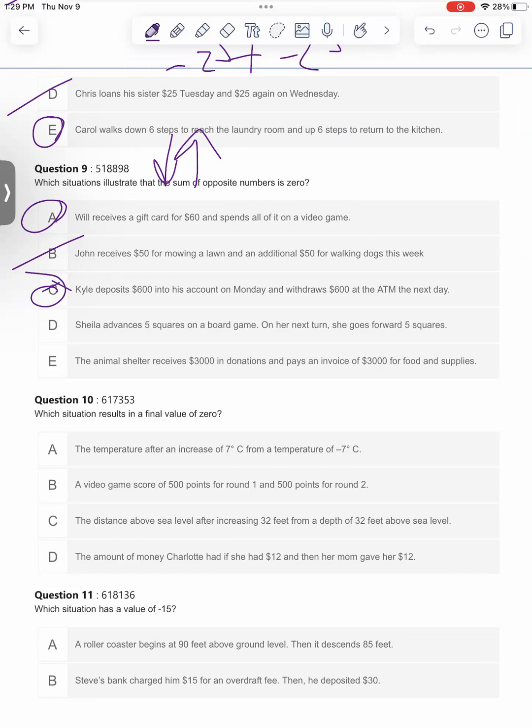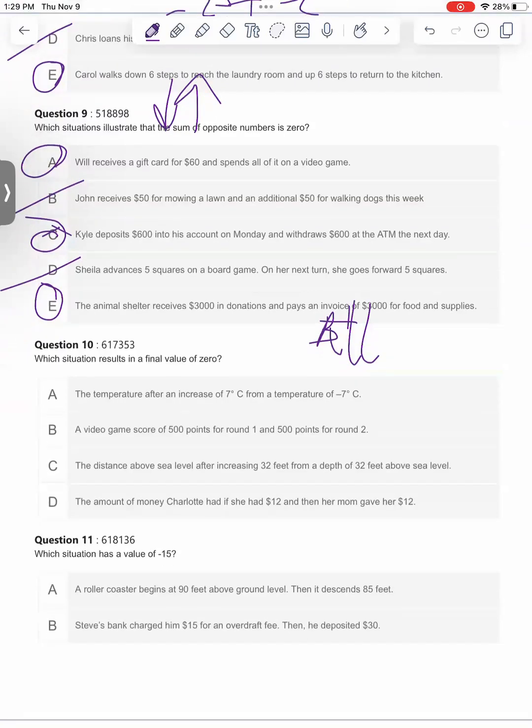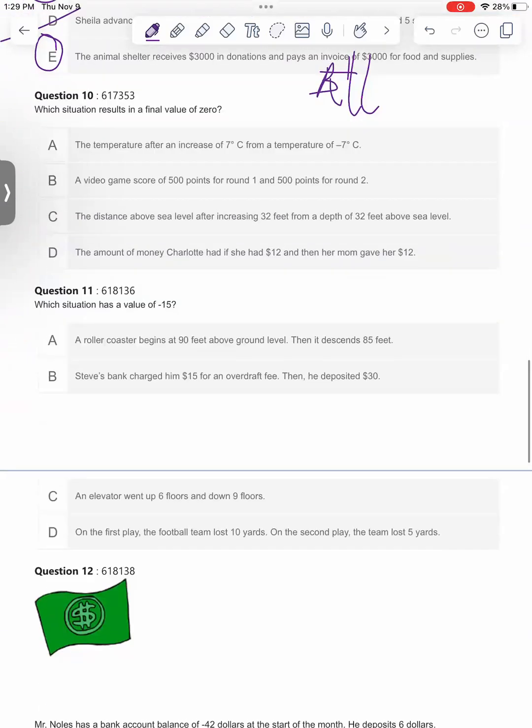Sheila advances 5 squares on a board game, and then she goes forward 5 more. Nope, now she's going forward 10. Right, the animal shelter gets $3,000 in donations, and then has to pay an invoice, meaning a bill, of $3,000 for food and supplies. So now that's zero. All right, another one.